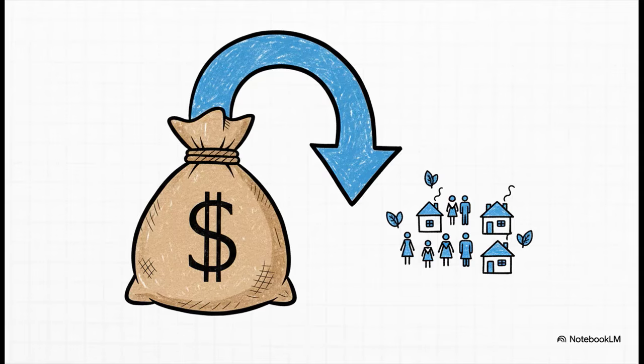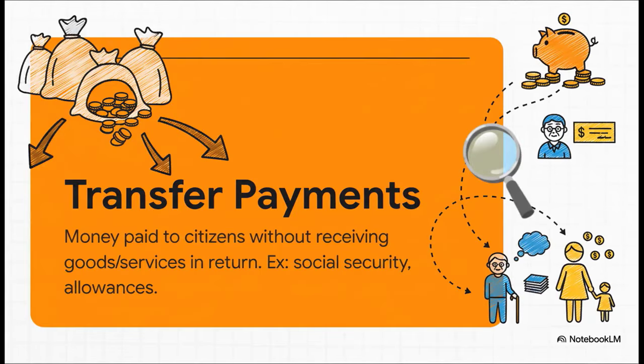A huge chunk of it goes right back out the door, back to the people, but not as a payment for a job or a product. These are called transfer payments. Think about things like Social Security checks, unemployment benefits, or maybe child allowances. The government is literally just transferring money from that big pot of taxes directly into the hands of its citizens.